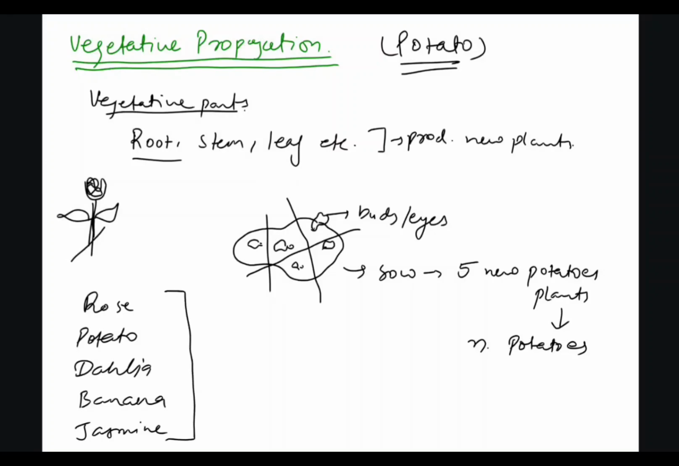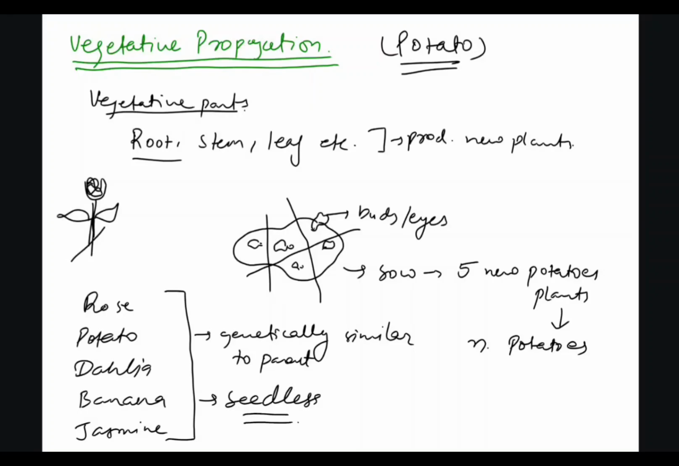Now there's one more thing. They are genetically similar to their parent. You must know that this is one important point: genetically similar to their parent. And the seedless plants, the seedless ones, can be grown by the vegetative method.